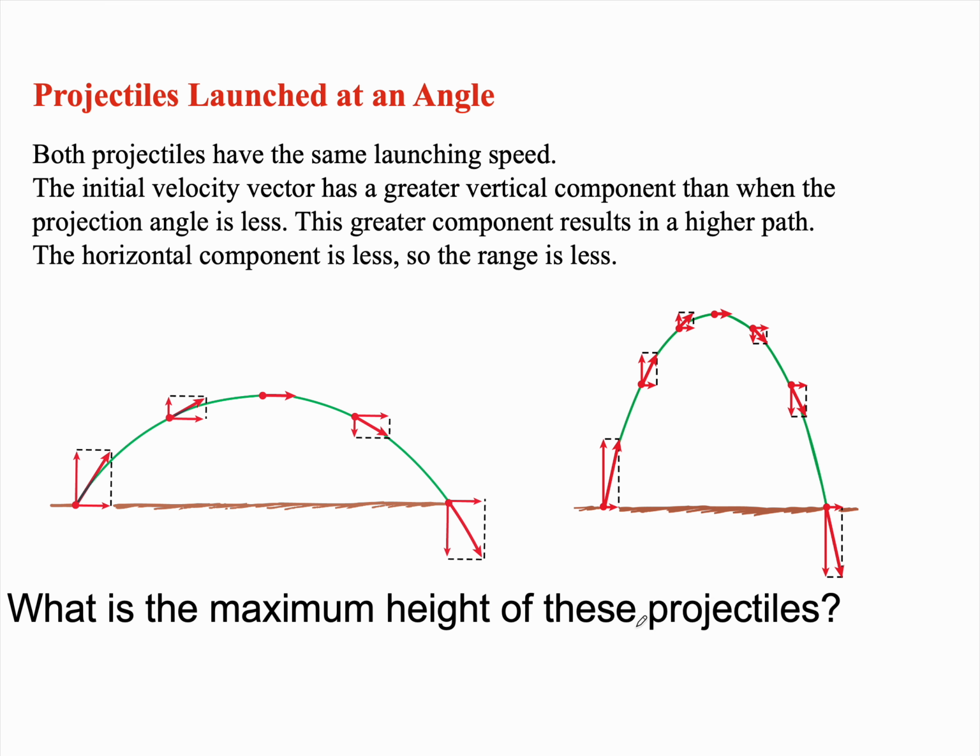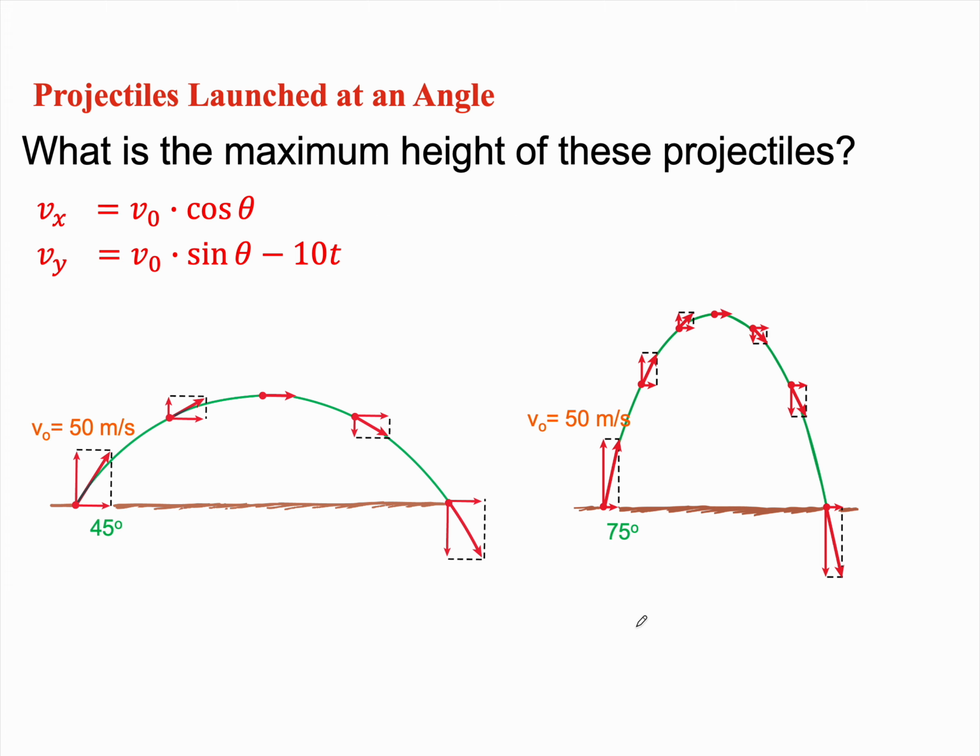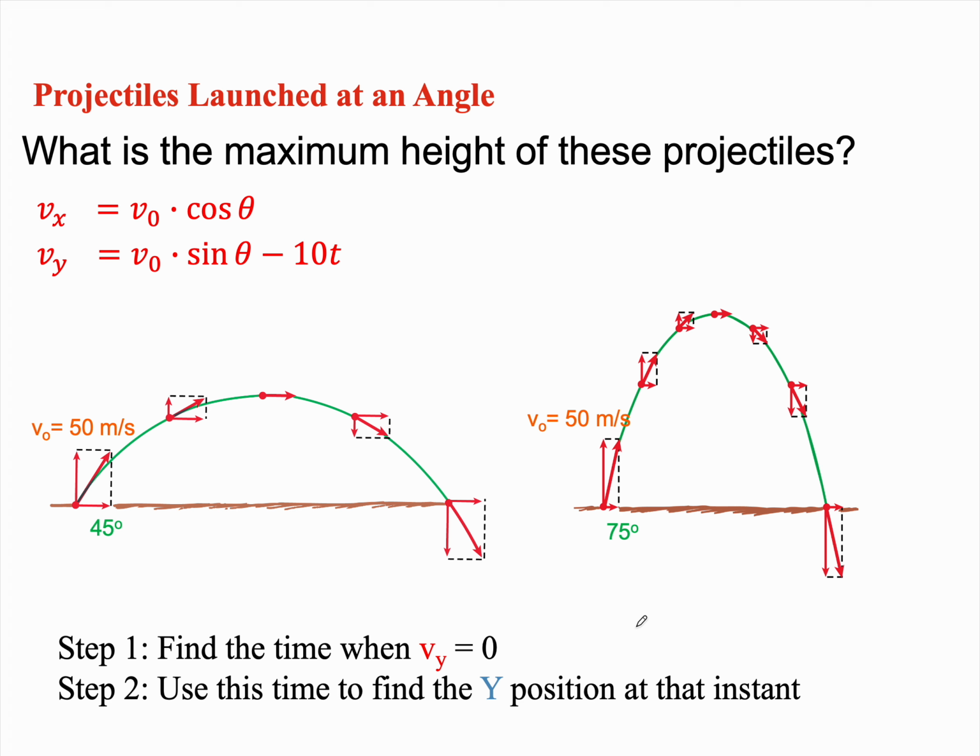So take a quick look. I'm going to ask a different question this time. What's the maximum height of these projectiles? So take a look at this, and let's do some number crunching real quick. The first trick on this is, what do we know is true about this position right here? Well, that's when the vertical velocity, v sub y, is equal to 0.